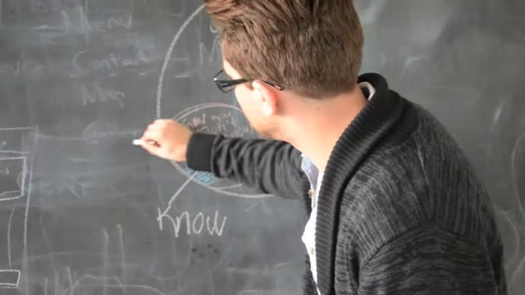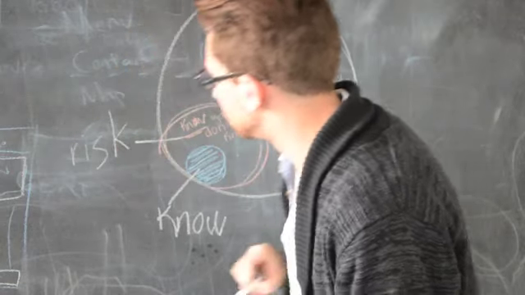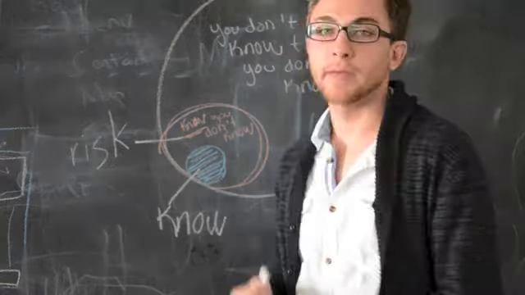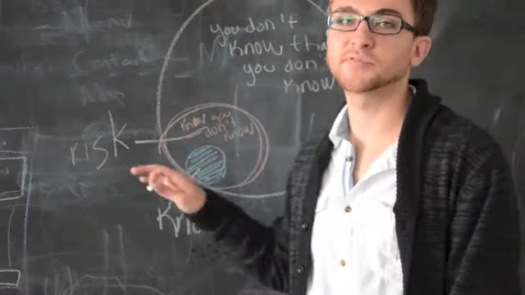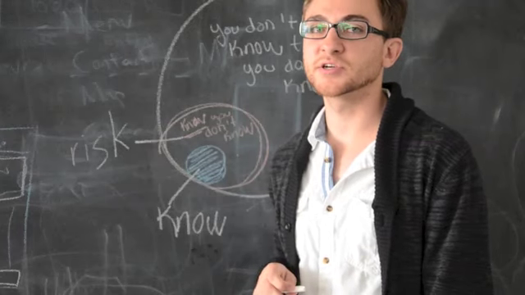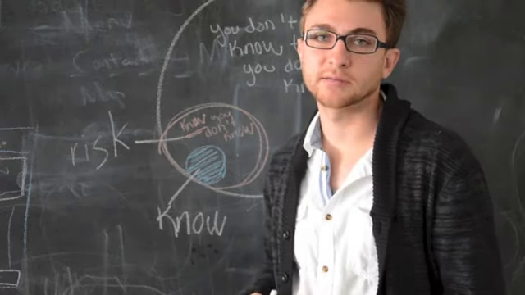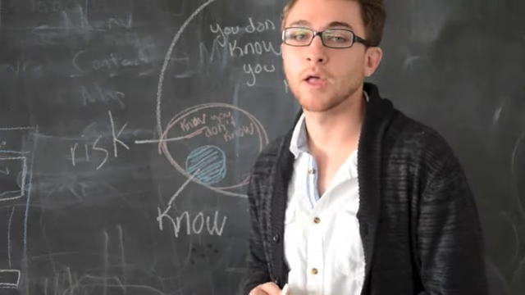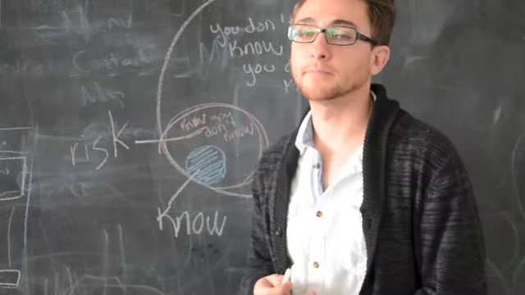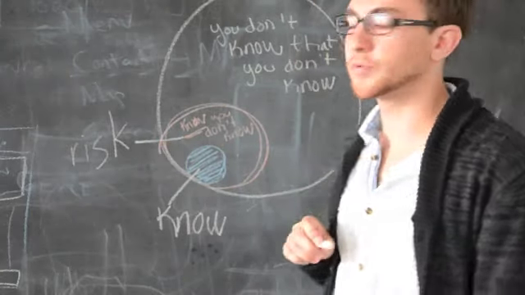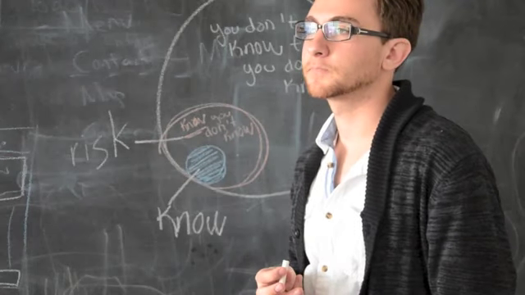So we will title this risk because it can be managed, it's known, it can be mitigated, we can plan for it and account for risk. These are situations in which tools like projections, business plans, a lot of the traditional strategy tools you learn in business school apply.